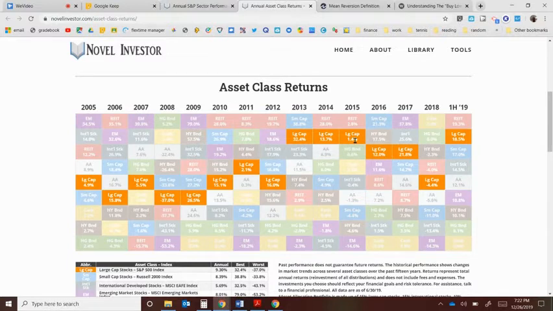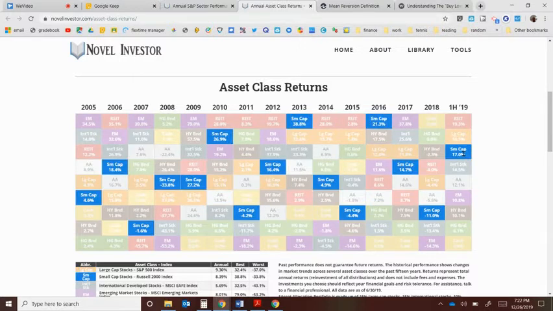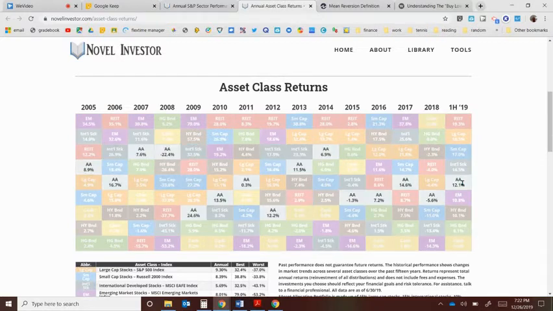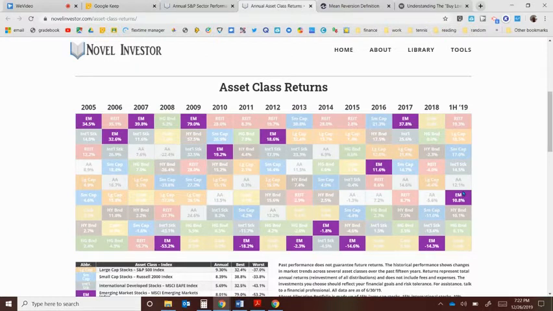Large cap value doing really well this year, 18.5%. And notice the trend, it is staggering. Some good years, some bad years. You don't see many that are in the middle of the road every year.